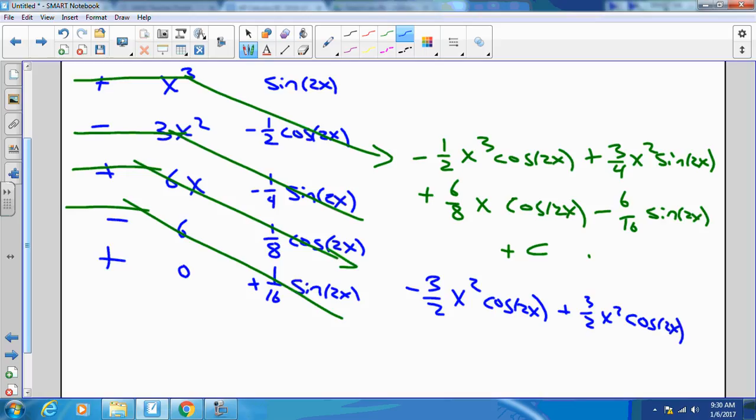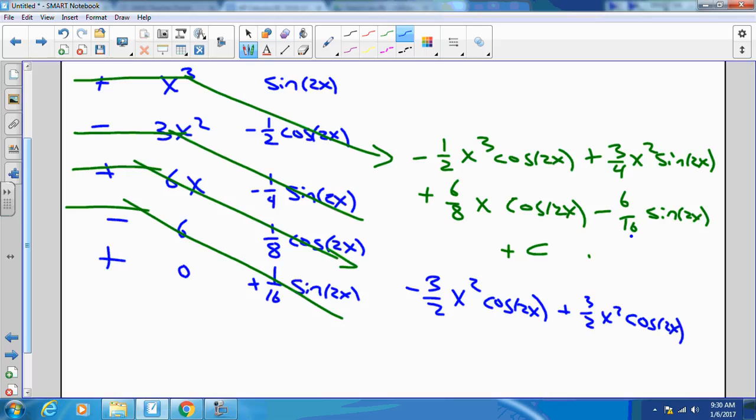These terms cancel. Now, the derivative here, 6x sine 2x. The derivative here, 6 over 4 x sine 2x. The derivative here, negative 6 over 4 sine 2x. The derivative here, 6/8 cosine 2x, minus 6/8 cosine 2x. And all of our terms cancel, and it checks.